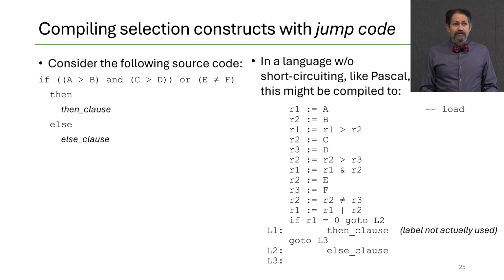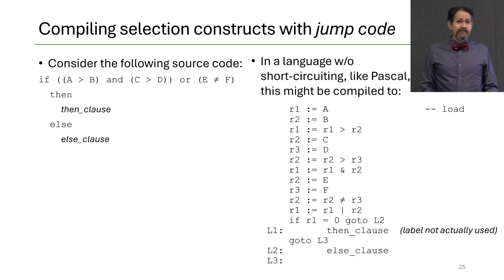How can we compile selection constructs? Well, let's consider the following source code. We have three tests here combined. If A is greater than B and C is greater than D, or if E is not equal to F, then we'll do something. Let's compile this.